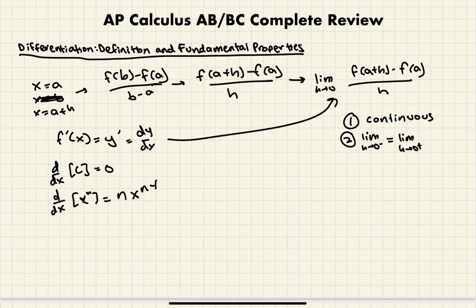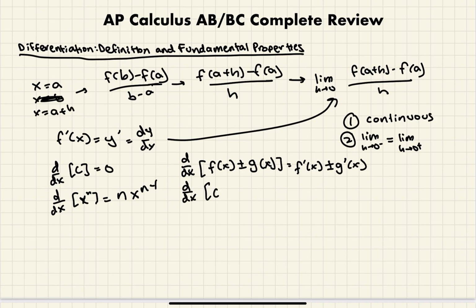So you basically take down the exponent and you reduce the exponent by 1. The sum and difference rule is when you add or subtract functions, you just do f prime of x plus or minus g prime of x. So you add or subtract their derivatives. Constant multiple, as you might expect, c times f of x is equal to c times f prime of x.